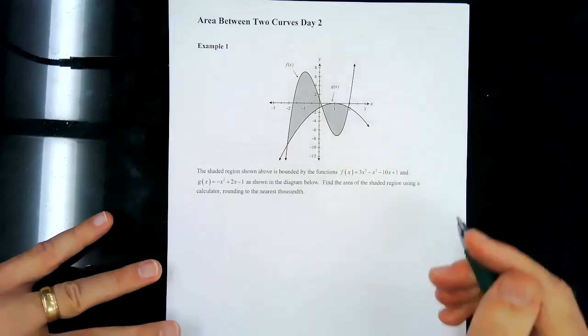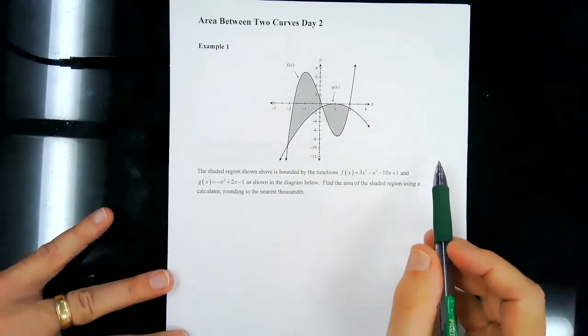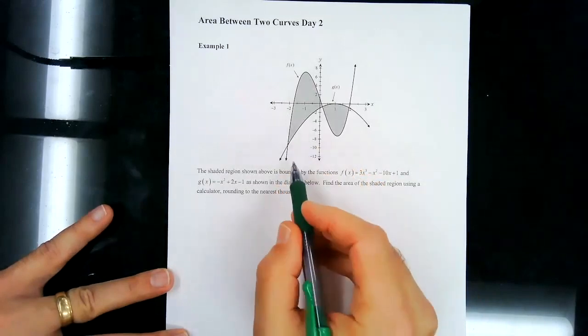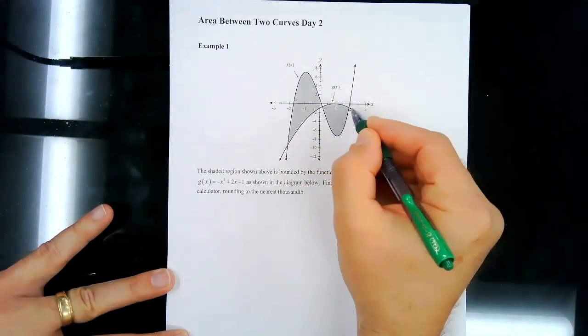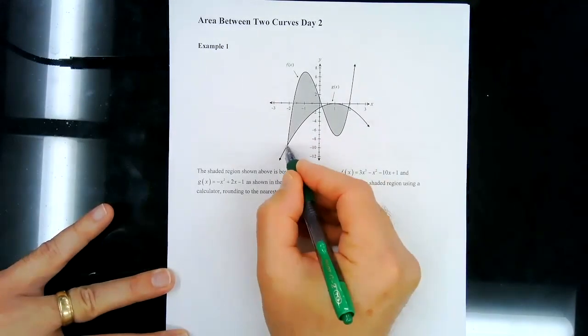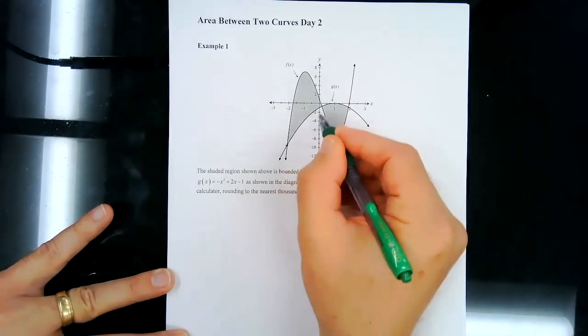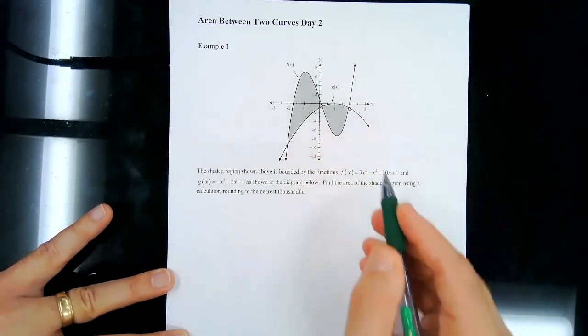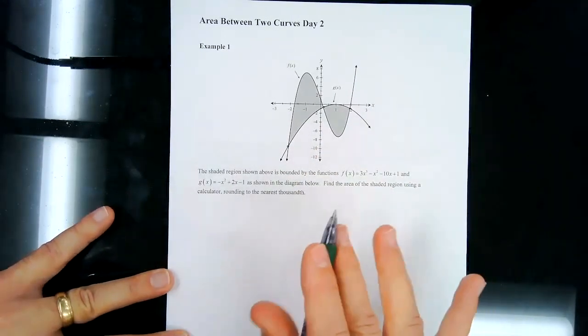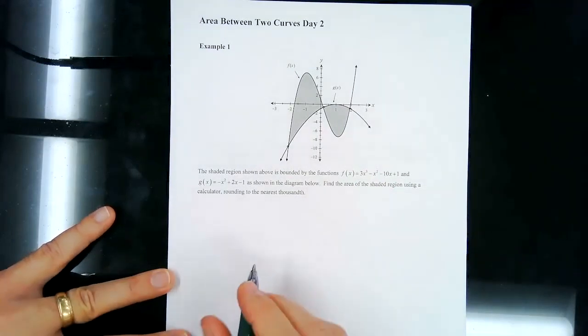So the very first thing we want to do is find the intersection, and we're going to use technology, a graphing calculator, to figure this out. We want to know what are the coordinates of this intersection point, and this one, and this one. To do that, you have to write the equation that you're solving.